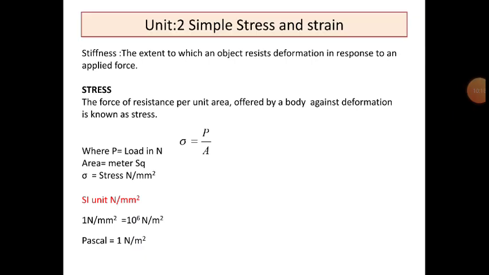Okay, next is stiffness, the extent to which the object resists deformation in response to an applied force. Stiffness is the opposite of flexibility. If a body is flexible, when the load is applied, the body will bend. In the opposite case, it is stiffness. On a body you apply the force and the body doesn't bend or deform. The resistance that body applies to that load against deformation is called stiffness.